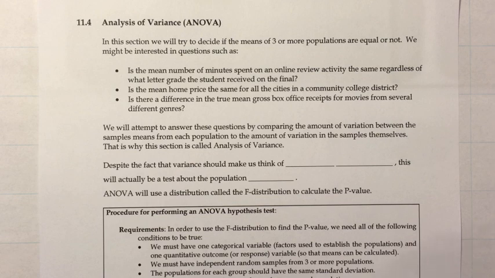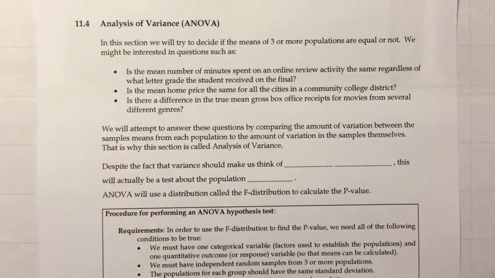Or maybe, is the mean home price the same for all the cities in a community college district? Or possibly, is there a difference in the true mean gross box office receipts for movies from several different genres? We'll attempt to answer these questions by comparing the amount of variation between the sample means from each population to the amount of variation in the samples themselves. And that's why this section is called Analysis of Variance.